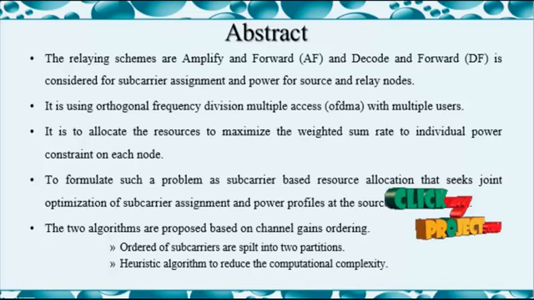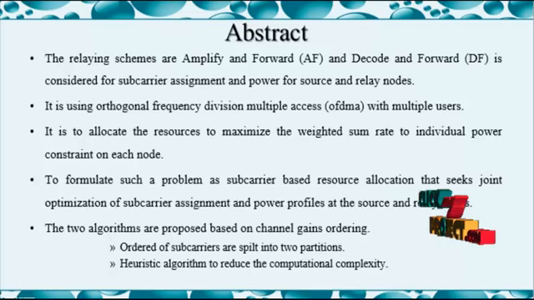So, with multiple users using orthogonal frequency division multiple access, that is OFDMA, the objective of this project is to allocate the resources to maximize the weighted sum rate subject to individual power constraints on each node. So, we formulate such a problem as subcarrier based resource allocation that seeks a joint optimization of subcarrier assignment and power profiles at the source and the relay nodes.